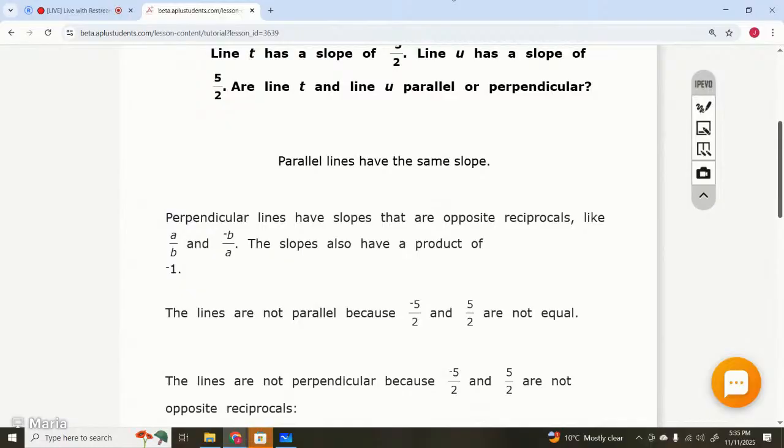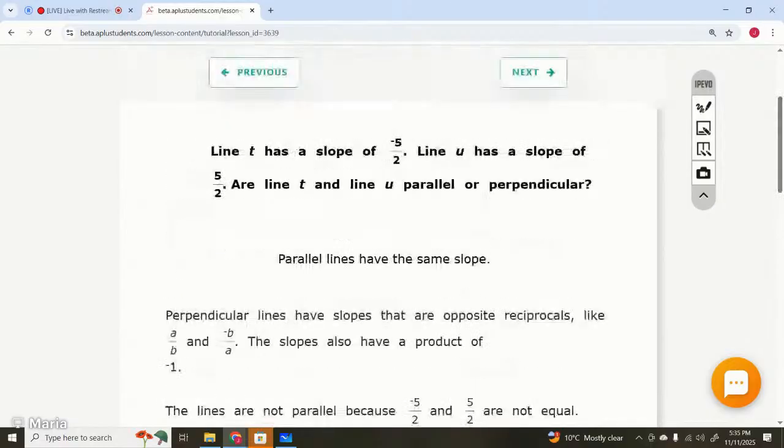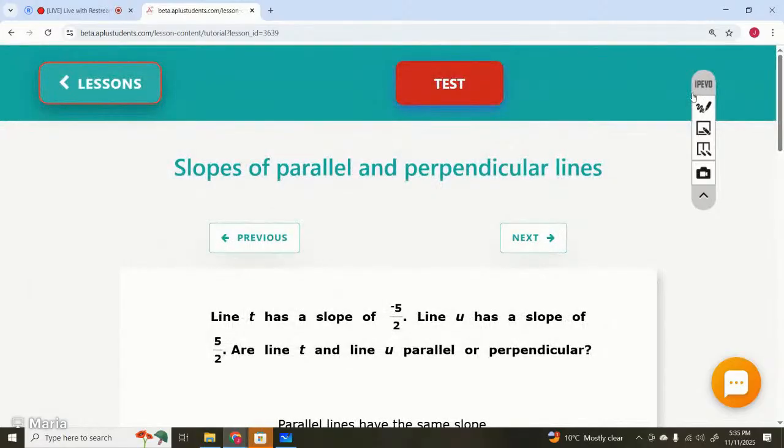So the slopes are not equal. That means the lines are not parallel, and their slopes are also not negative reciprocals. Okay, let's just start with the test questions.